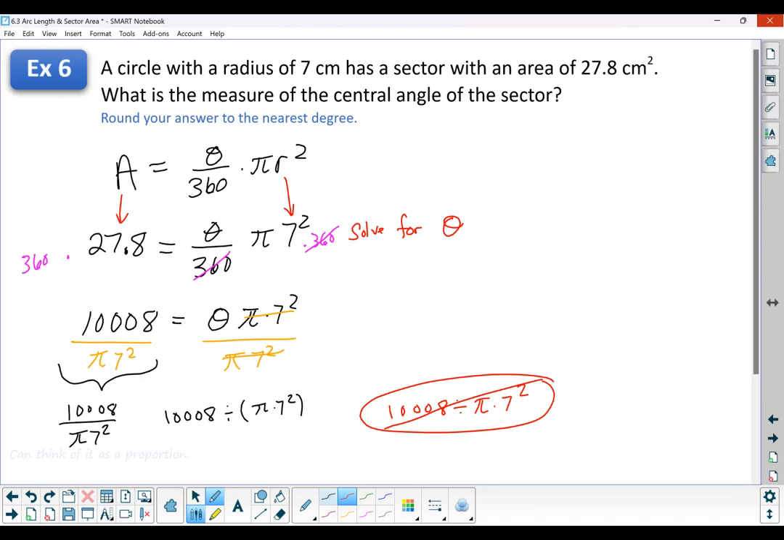So let me just divide that in my calculator. So I got 65.01. This says round your answer to the nearest degree. So theta equals 65 degrees.